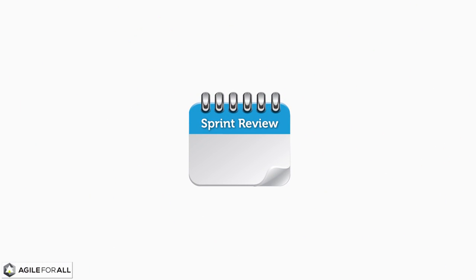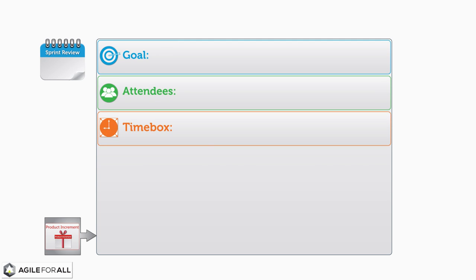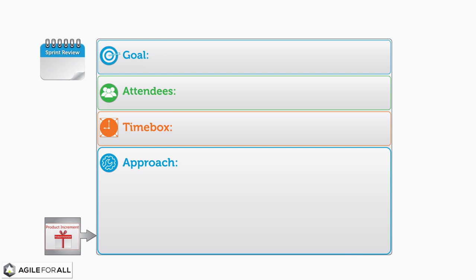In this section, we'll learn all about the sprint review meeting. We will cover the input to the meeting, the goal, who attends, the time box, the general approach to running the meeting, and the output.